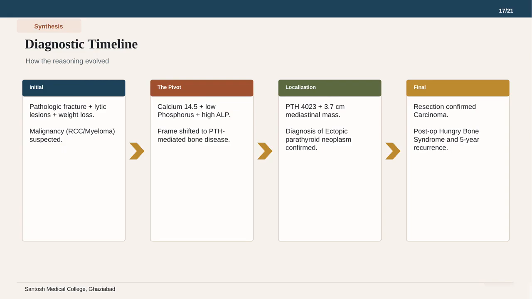Localization followed with a massive parathyroid hormone level of 423 and the identification of a 3.7 centimeter mediastinal mass, confirming an ectopic parathyroid neoplasm. Finally, the surgical resection confirmed carcinoma, followed by the expected post-operative Hungry bone syndrome and an eventual 5-year recurrence. Each step in this process was driven by a careful re-evaluation of the biochemical data against the imaging findings. To further solidify these concepts, let's review a teaching pair on the great mimicker, brown tumors.